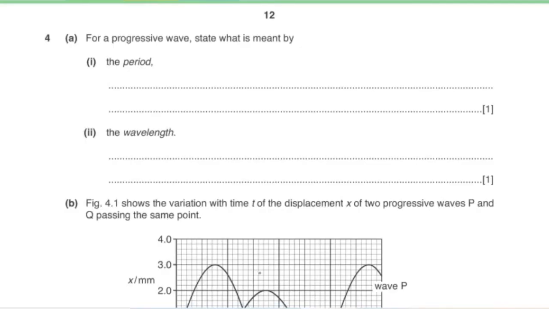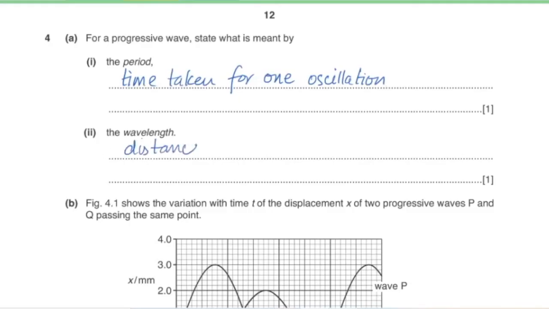Question number 4, part A. For a progressive wave, state what is meant by the period. So period is time taken for one oscillation, one complete oscillation. The wavelength, it's the distance between two adjacent wavefronts.